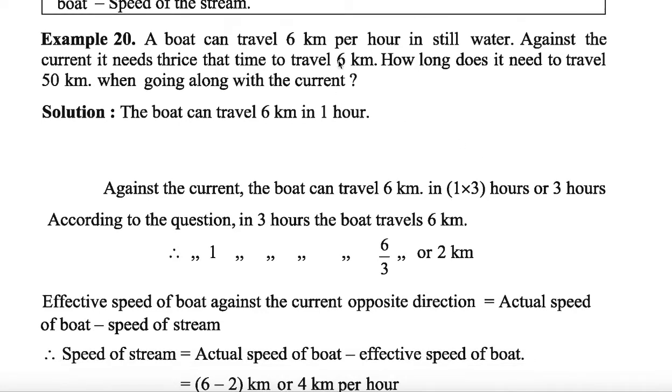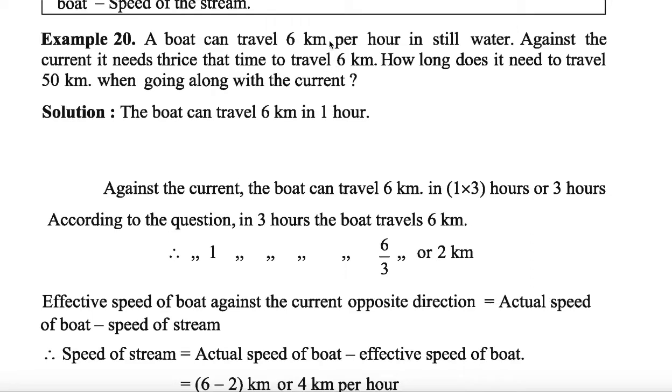A boat can travel 6 km per hour in still water. Against the current, it needs thrice the time to travel 6 km. How long does it need to travel 50 km when going along with the current?